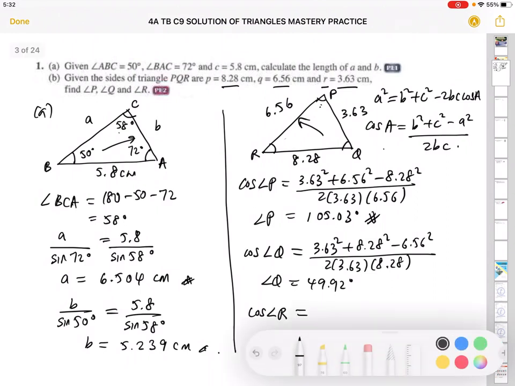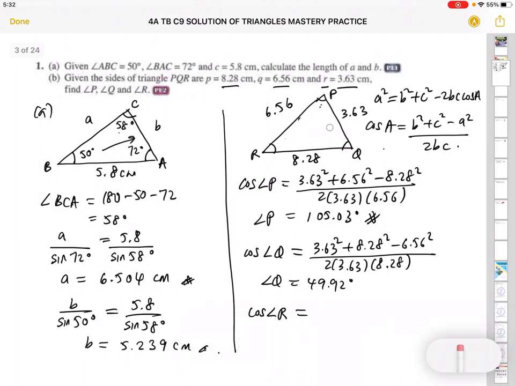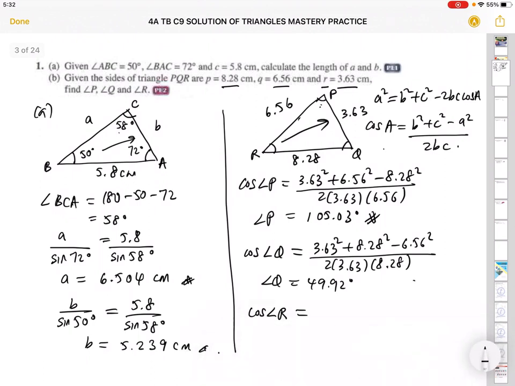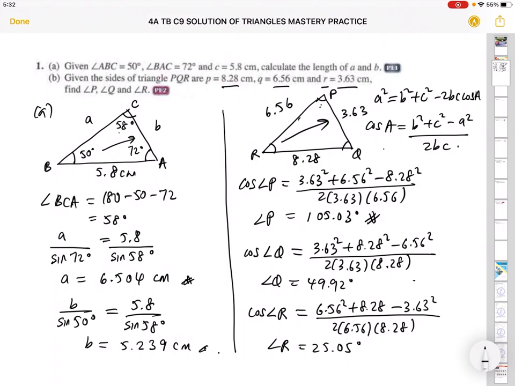The third one, I'm finding angle R. R is opposite to this 3.63. Let me just draw an arrow for you to see. We take the other two sides, 6.56 squared plus 8.28 squared minus the opposite side 3.63 squared, over 2 times 6.56 times 8.28. Use your calculator. Angle R is 25.05. All right, that is for number 1.